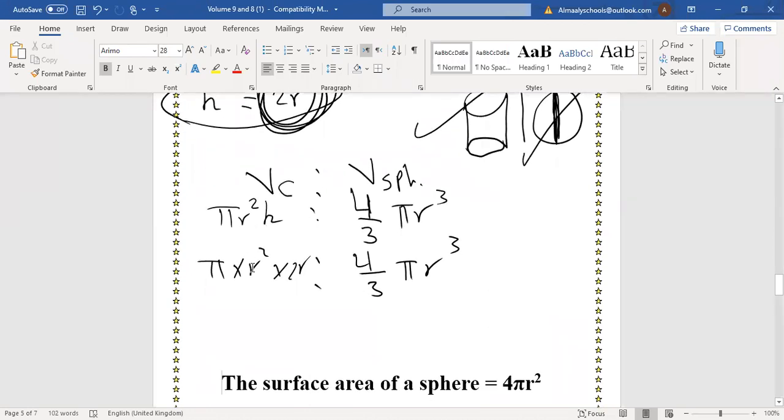Ahmed, let's simplify. R square multiply r equals r cube. Any problem? Yes. And this is pi, and this is 2. No. We have 4/3 pi r cube.